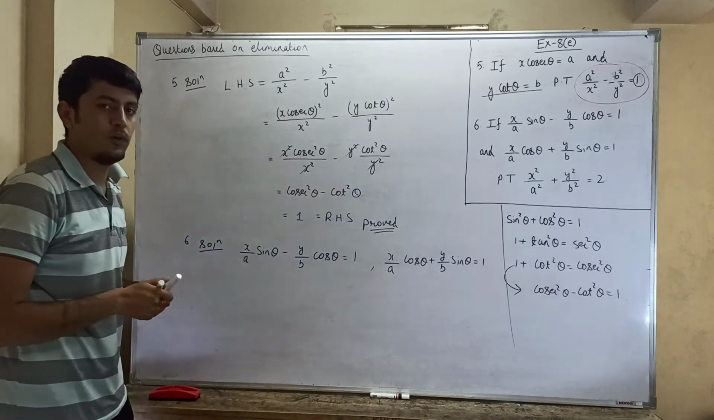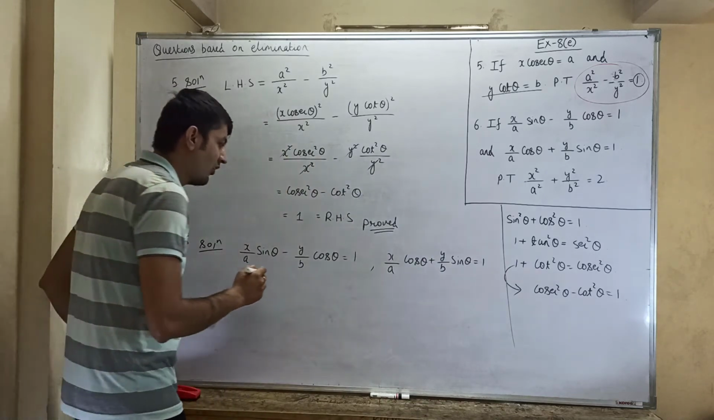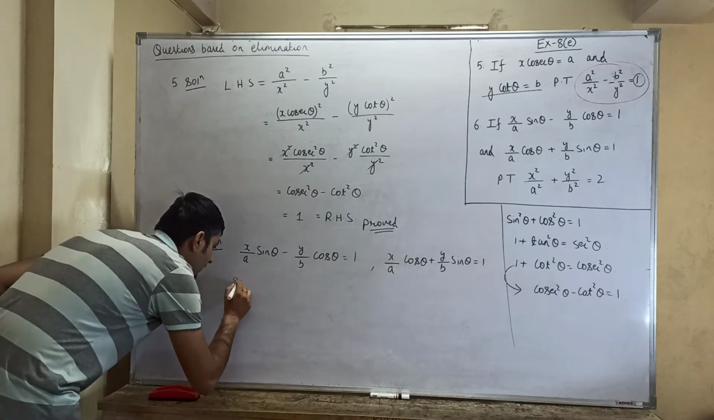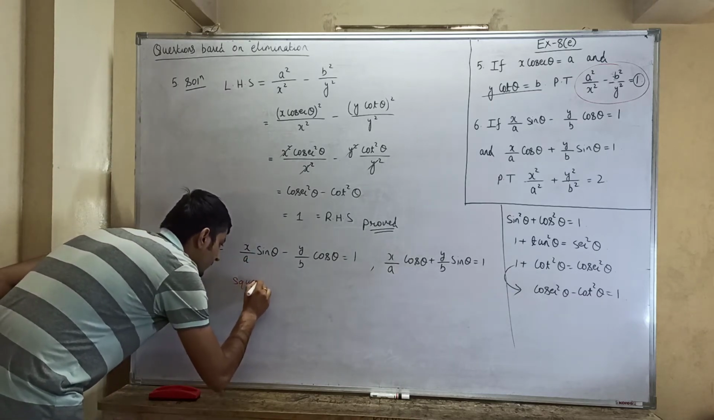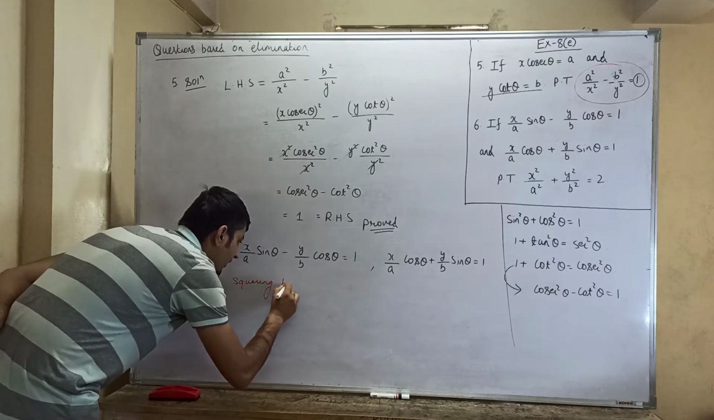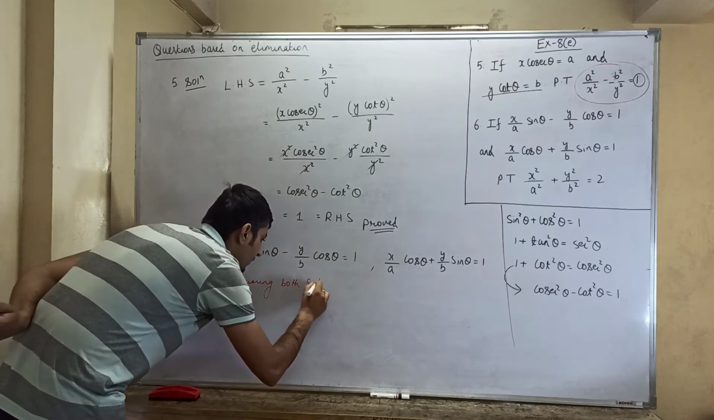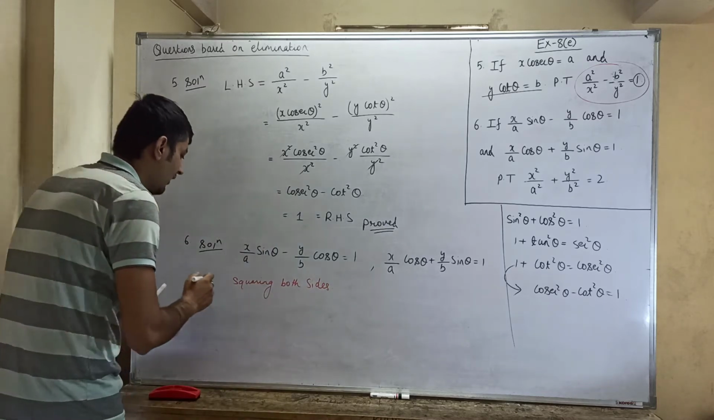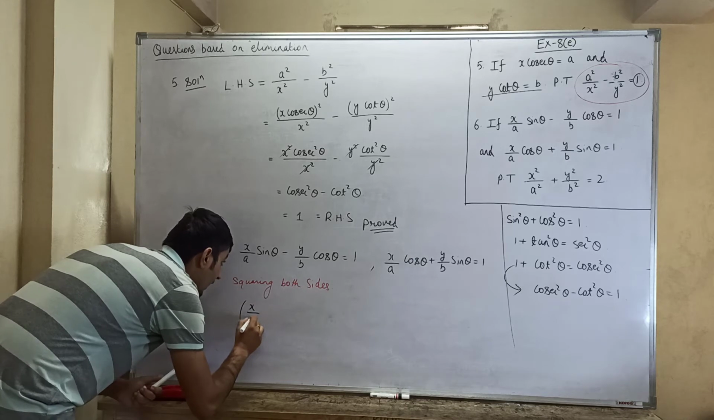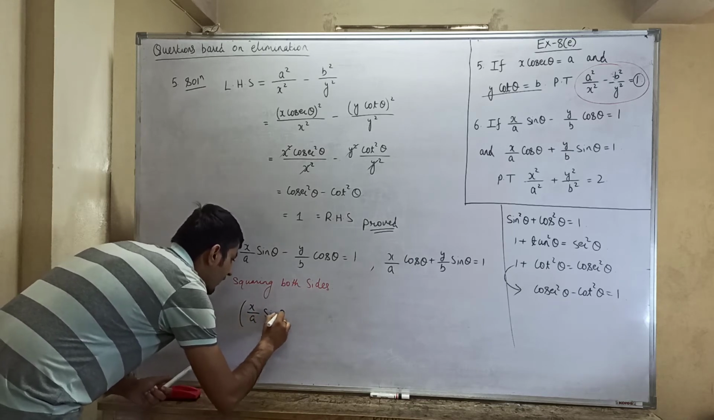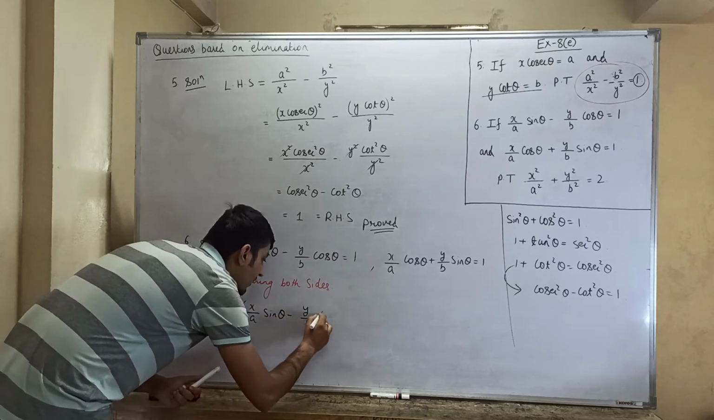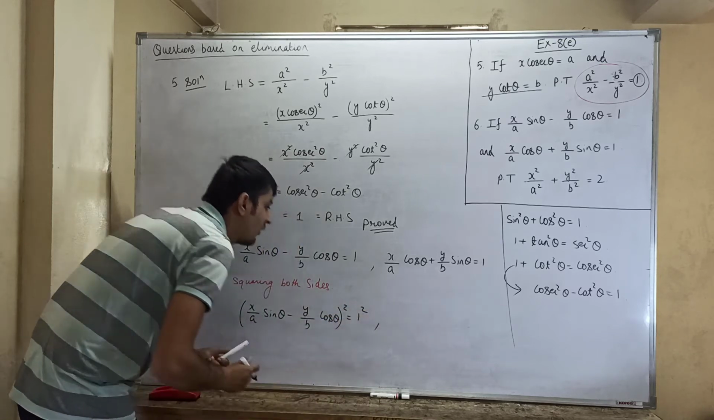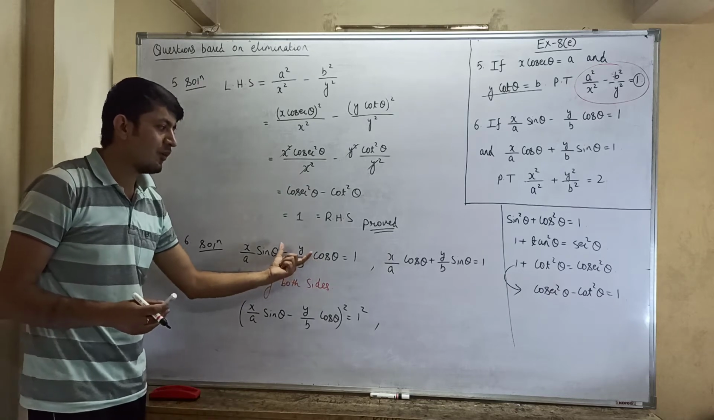That is also equal to 1. Now what you do, you take this one and square both sides. So you write down squaring both sides. When you square both sides, how much are you going to get? You will be getting (x by a sine theta minus y by b cos theta) whole squared is equal to 1 square. You got this for this equation.